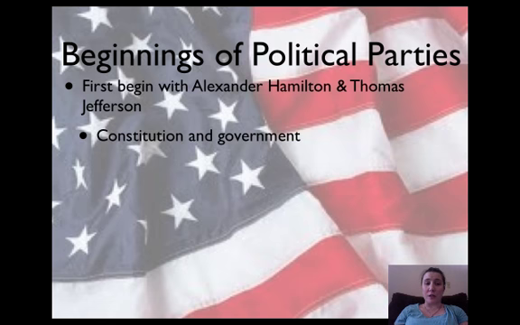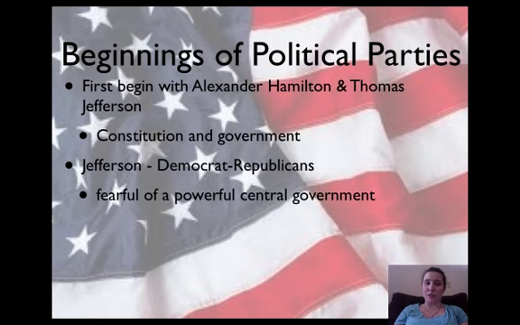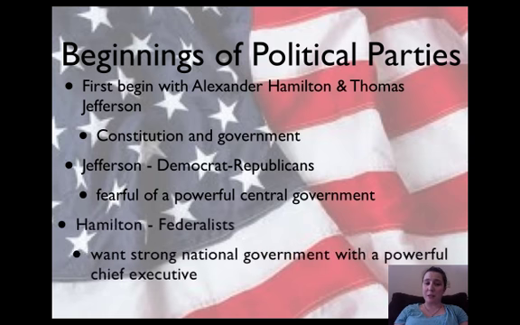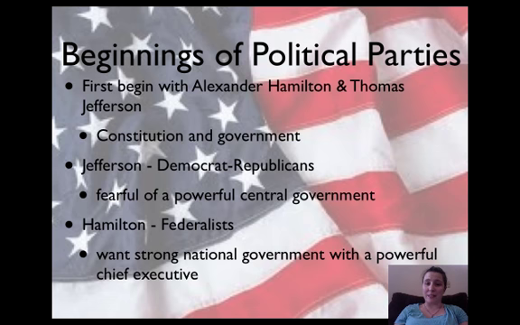Thomas Jefferson was associated with the Democratic Republicans. Don't mix this up with the Democrats and Republicans of today. They were fearful of a powerful central government and wanted to ensure the states had their rights protected. Whereas Alexander Hamilton was associated with the Federalists, and they were concerned with a strong national government with a powerful chief executive who could ensure that the country would run effectively. Now, I'm hoping that this sounds familiar because this is really the same argument that the Federalists and Anti-Federalists had.